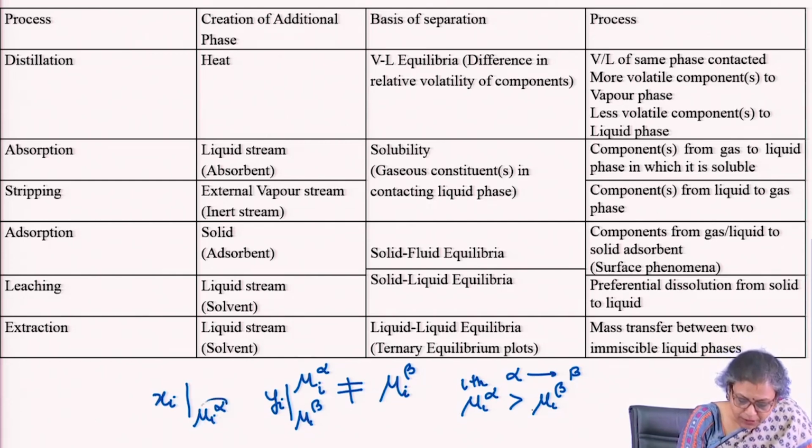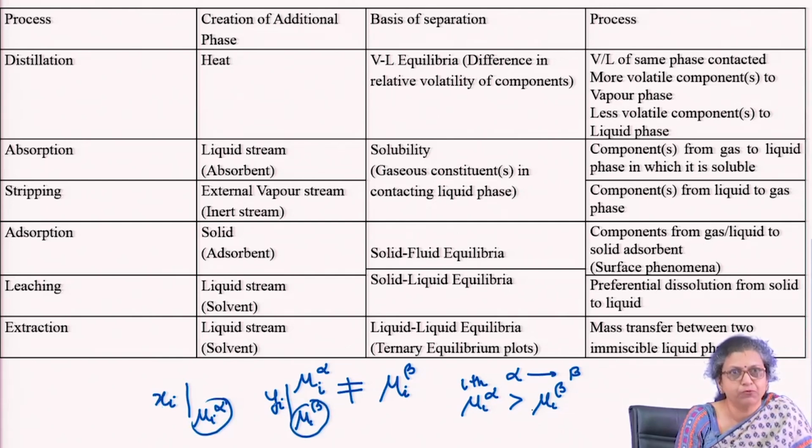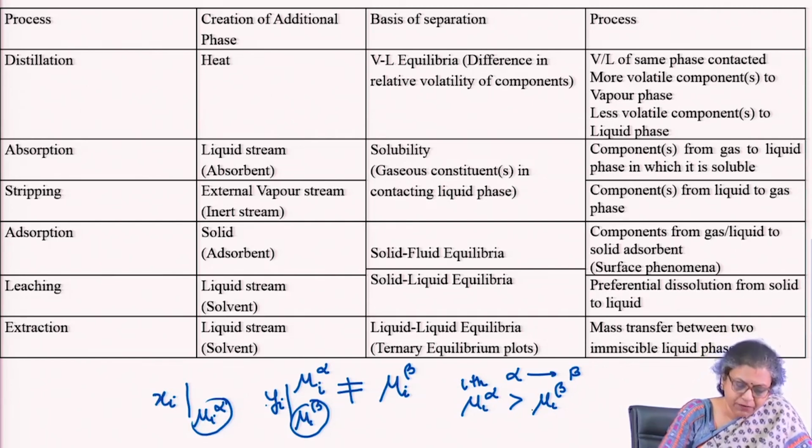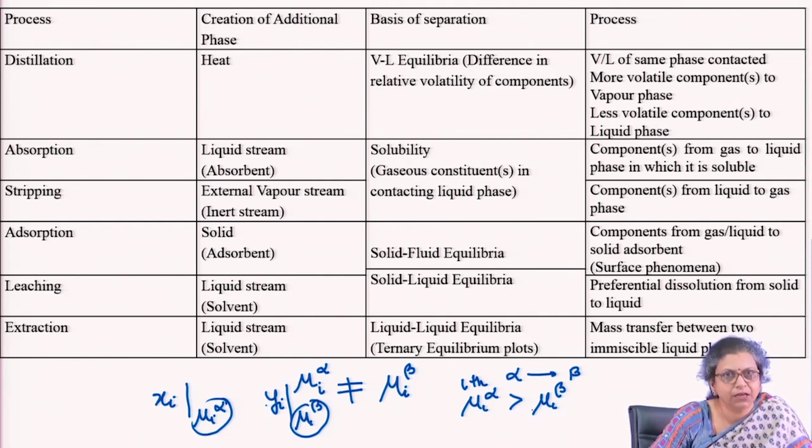So, for this particular condition, whatever xi and yi compositions are there, they are known as the equilibrium compositions. It can always happen that xi and yi are equal, yet mass transfer is occurring, because even when xi and yi are equal, we find that mu I alpha is not equal to mu I beta. And it can also happen that yi is much higher than xi, yet we find mass transfer occurs of component I from alpha to the beta phase.